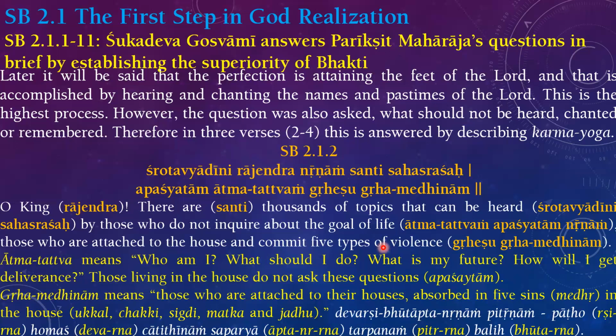Tarpanam. Pitru Runa is fulfilled by offering tarpan and Shraddha rites to the forefathers. And Bhuta Runa, the Runa for all the other living entities, is fulfilled by allowing them their share of food. Bhuta Runa means not the human beings but all other living entities. Our Runa toward them can be fulfilled by offering their share of food.